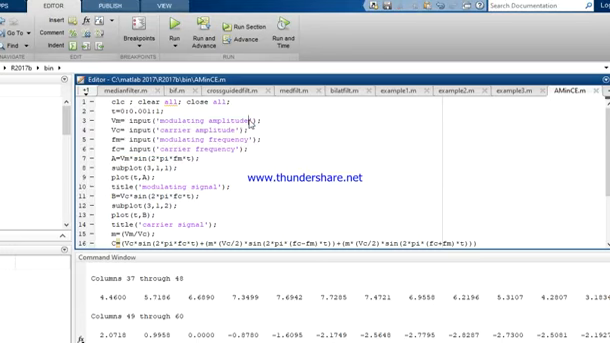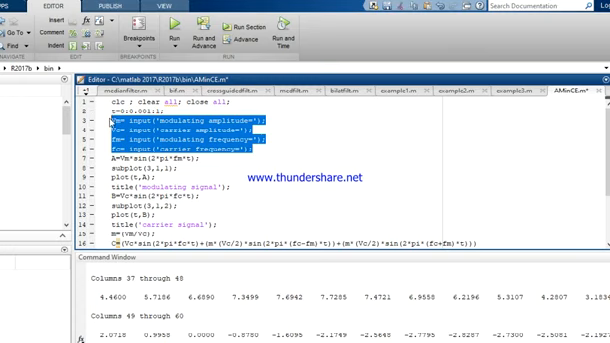So I will put modulating amplitude equal to, that value we have to put, carrier amplitude equal to, then modulating frequency equal to, and then carrier frequency equal to. Likewise we have to put all the input values. These are the 4 input values we have to give one by one.